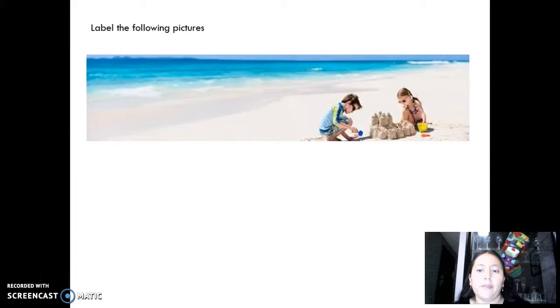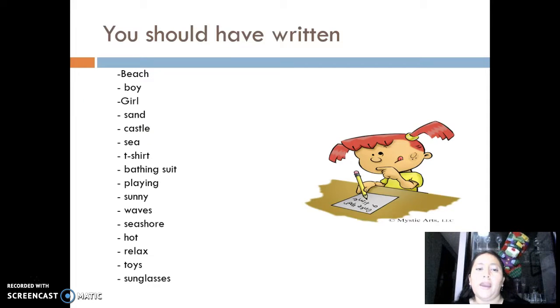Here I have a picture. Please look at the picture and write ideas about this picture. What do you see in the picture? Write anything about the picture. Okay, you should have written beach, boy, girl, sand, castle, sea, t-shirt, bathing suit, plane, sunny, waves, seashore, hat, relax, toys, sunglasses. These are some words that you probably have written down on your paper.